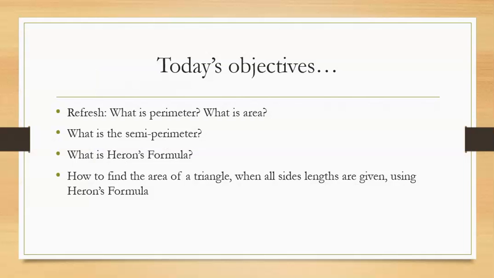We will be looking at area, and in particular finding the area of a triangle using Heron's formula. So today's objectives are to refresh what perimeter and area are, what is the semiperimeter, what is Heron's formula, and then how to find the area of a triangle when all side lengths are given using Heron's formula.